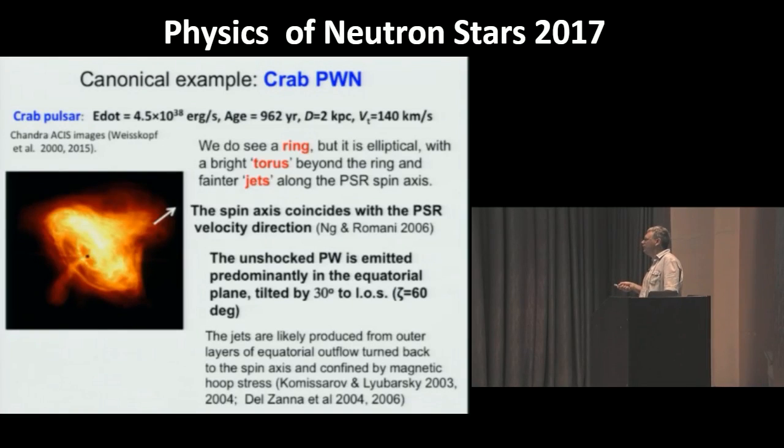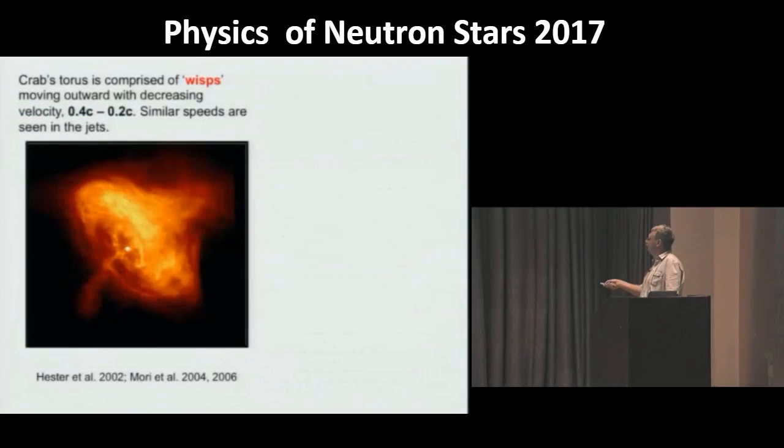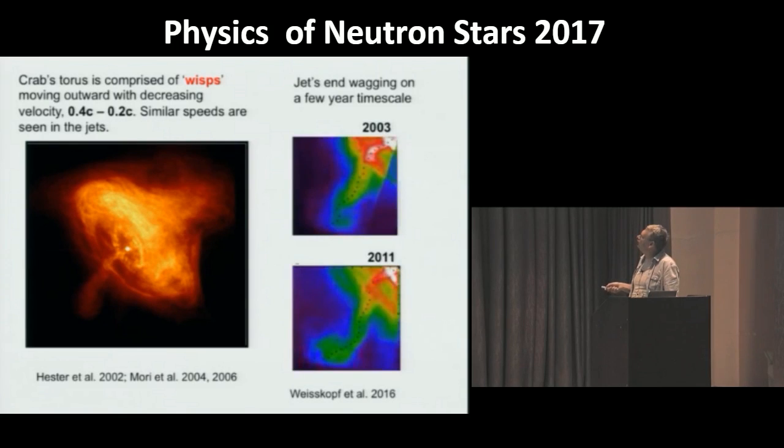There's lots of detail. So let's just mention the jets. According to most recent simulations, the jets are actually formed by the backflow from the equatorial outflow towards the pulsar, where there is a hoop stress that forms the jet, and those are the references, right? But if you look at the torus, it's really complex. It has all this fine structure, which is called wisps. Those are motions in the torus that you can clearly see here.